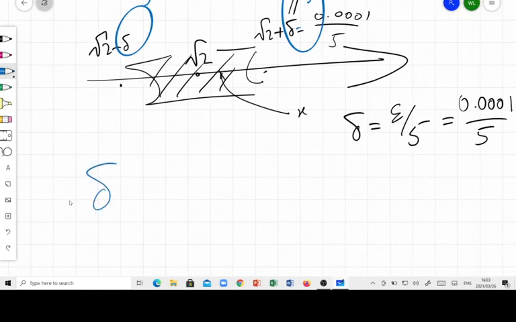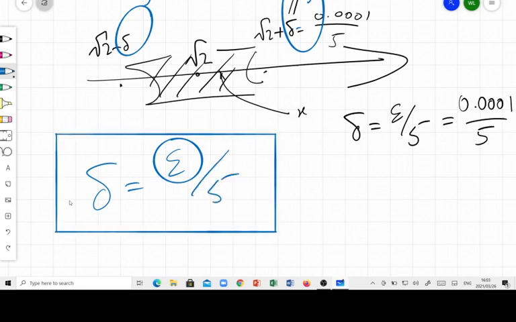So therefore we think of delta as some known number, epsilon, divided by 5. This is what happens in practice: the epsilon is thought of as the known number, and then we try to find the corresponding delta to rise to that challenge.